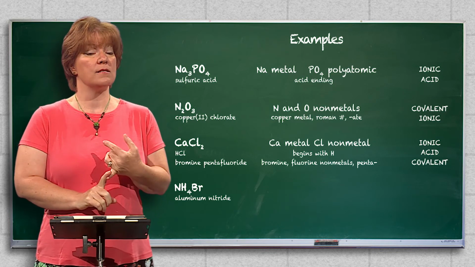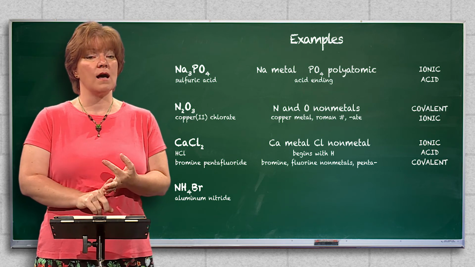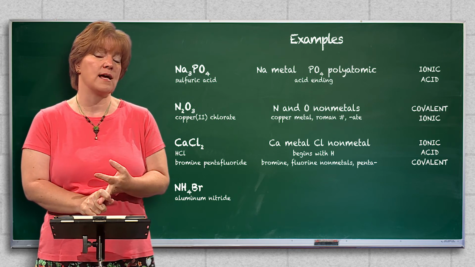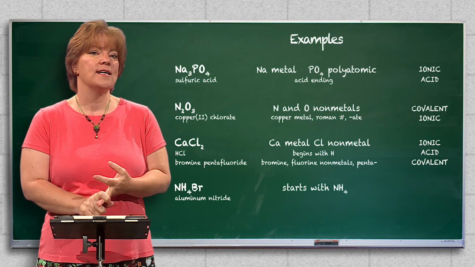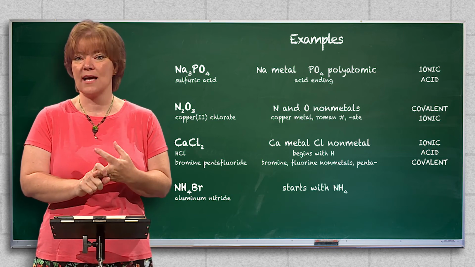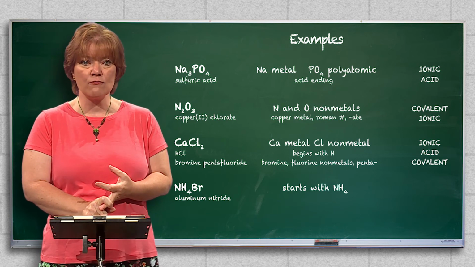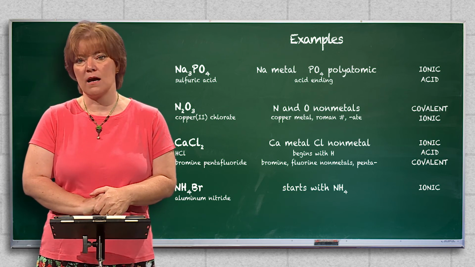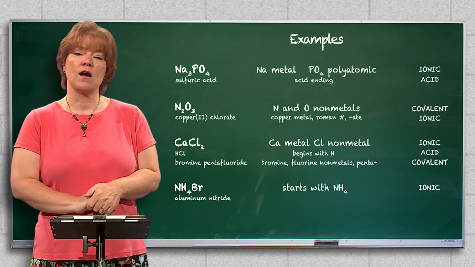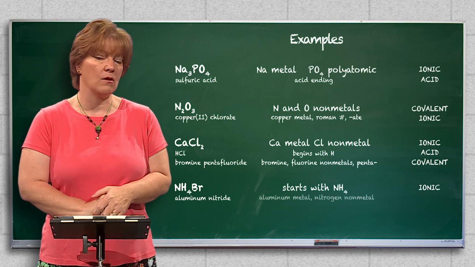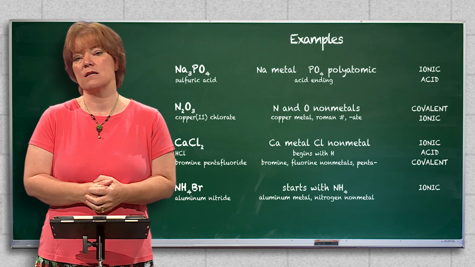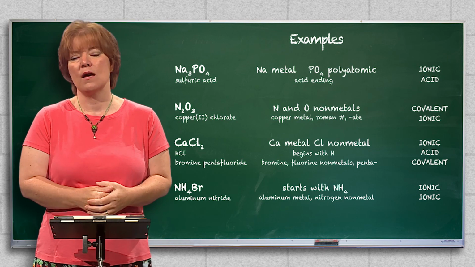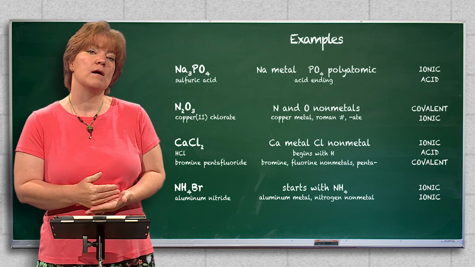NH4Br. So nitrogen is a nonmetal, hydrogen is a nonmetal, bromine is a nonmetal. You might be tempted to think that this is a covalent compound because it has all nonmetals in it, but remember, NH4 is the chemical formula for the ammonium polyatomic cation. So because it has a polyatomic cation formula in it, it's going to be ionic. Anything that begins with NH4 is going to be ionic. The last one is aluminum nitride, and aluminum is a metal element. Metal element means it's going to be an ionic compound. So you can see how we can look at the formulas and the names and determine whether it's an ionic compound, a covalent compound, or an acid.